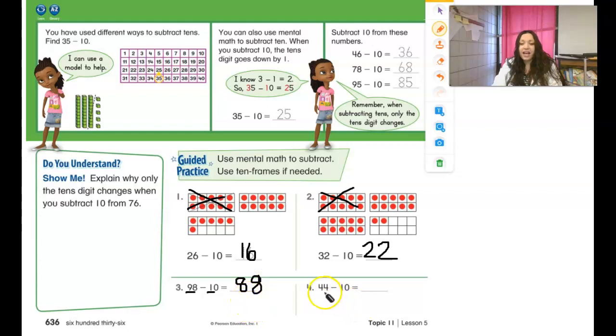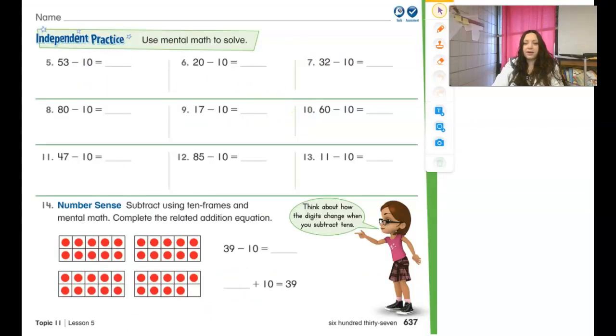Very good. How about 44 take away 10? I'm going to look at the 4 and the 1. What's 4 take away 1? 3. Very good. And then our 1s, 4, and I didn't take anything away, so the 4 stayed the same. Good job. Because look, our 1s are going to stay the same if we're taking away a 10 because we're not messing with them. All right, we're going to use some other ones, okay?